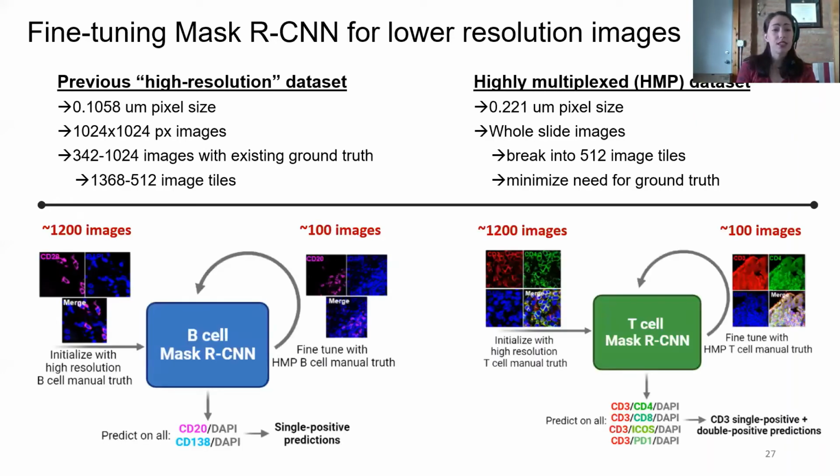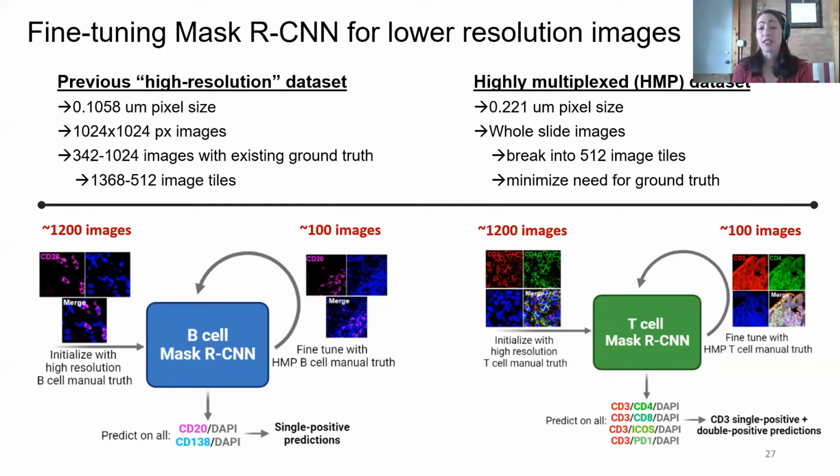What we've done is we've initialized 2 separate networks. Now we have a B cell based Mask R-CNN, which we've pre-trained with the B cell images from the high resolution data set, and that training set was about 1,200 tiles. Then we only needed about 100 images to fine tune this Mask R-CNN. So rather than doing another 1,500 512 by 512 image truthing, we only need to do 100 images of ground truth, and then predicted on both CD20, our B cells, and CD138, our plasma cells, with this network.